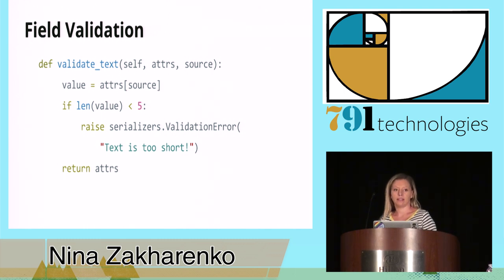Other kinds of validators that are available is is_valid. If you add that method to your serializer, you can actually validate a combination of attributes. For example, if you have a start date and an end date, and you want to make sure that your end date isn't before your start date, you would put that validation logic in your is_valid method. And if you want to make sure that your serializer is valid, you can call that method on it, pretty similar to a Django form.